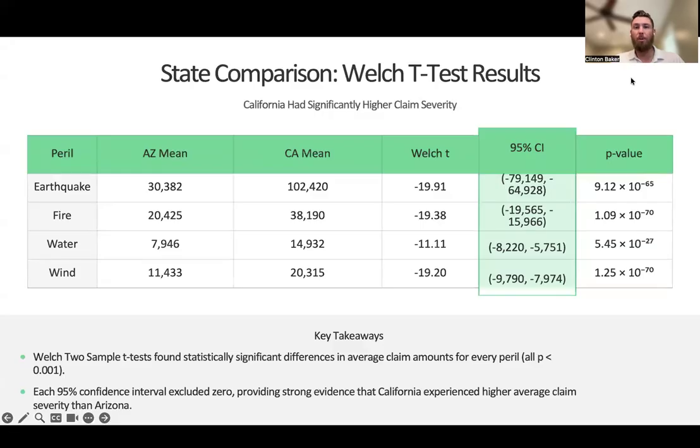All four of our t-tests produced p-values well below 0.05, and each of the 95% confidence intervals excluded zero. So together, those results provide strong evidence that California experienced significantly higher average claim amounts than Arizona across every peril type that we analyzed.